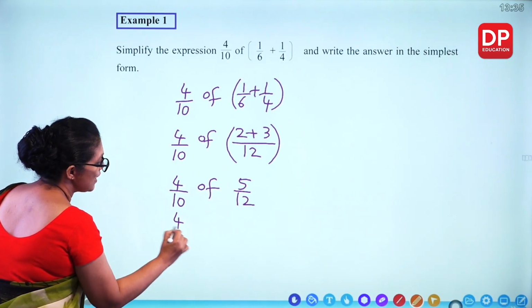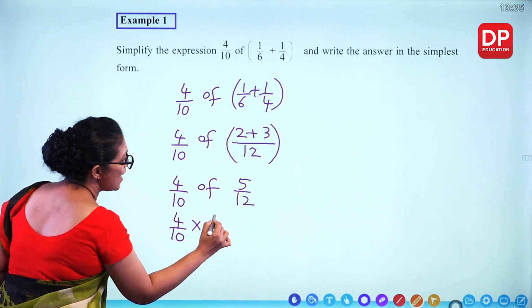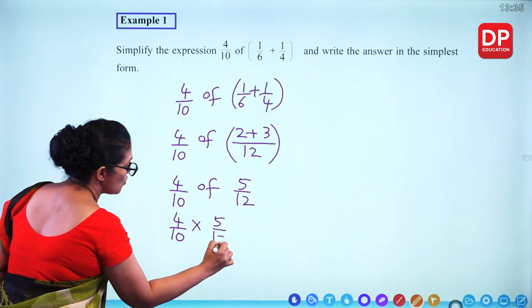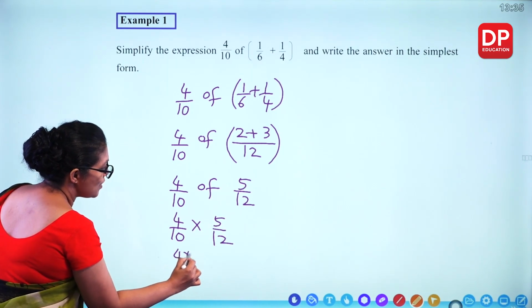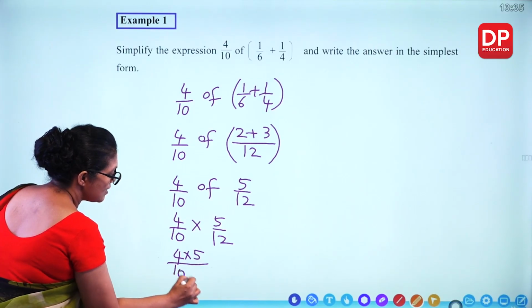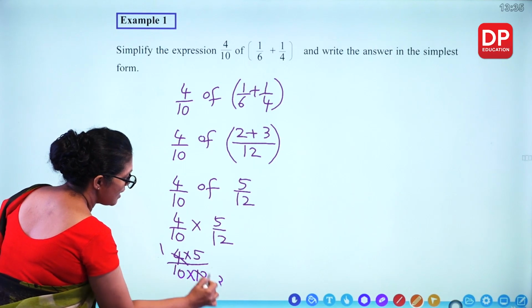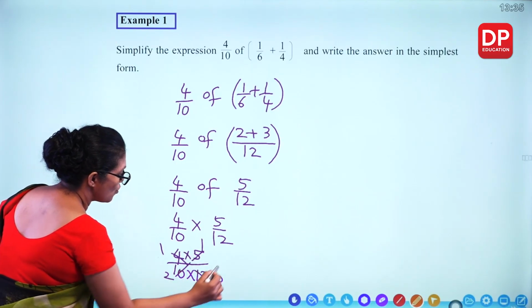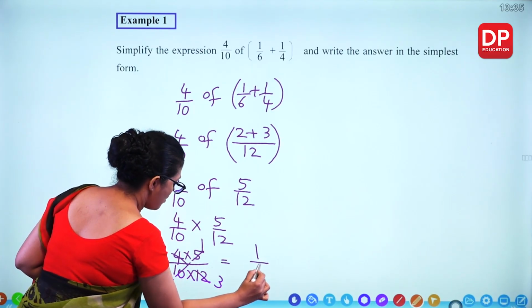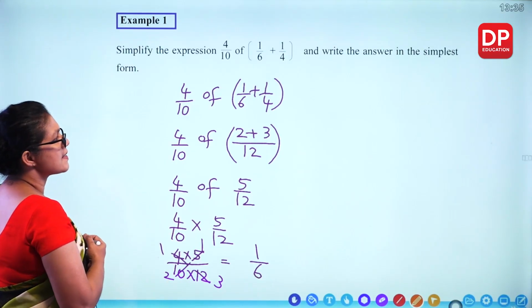Of means multiplication. So you can multiply as 5 over 12. Multiply the numerator separately, denominator separately. 4 times 3, 5 times 2. So what's the answer? 1 over 6.